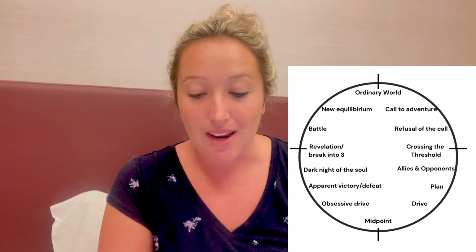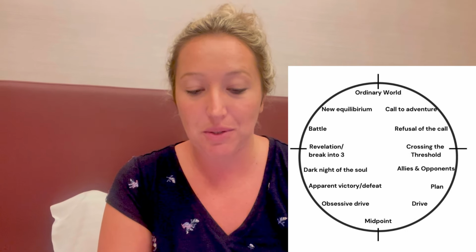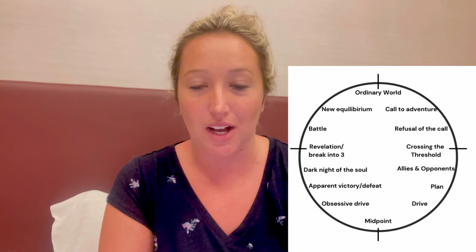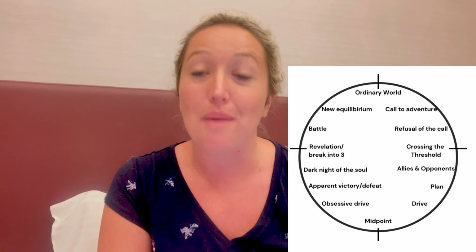So in Act 1, I have Ordinary World, Call to Adventure, Refusal of the Call, and Crossing the Threshold. Those 4 beats are verbatim from the Hero's Journey. Ordinary World is where we start. It's where we see the character at their status quo. Call to Adventure is where there is a disturbance. We hear what the mission is going to be.